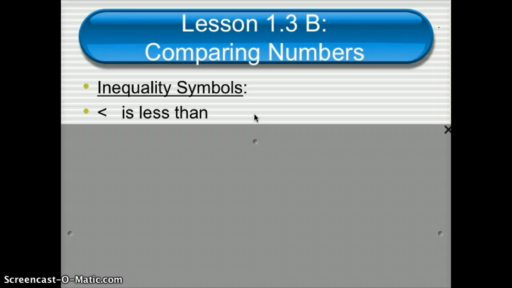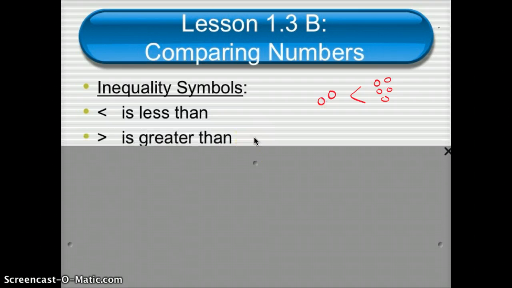Here's the first one, the less than symbol. I like to think of it, it looks like an L, it's going that way like an L. And a lot of you remember the open mouth is going to whatever number is bigger, because like the alligator always likes to eat more. So if it's something like this, 2 is less than 5. Our next symbol looks the opposite way of that. That's the greater than symbol.